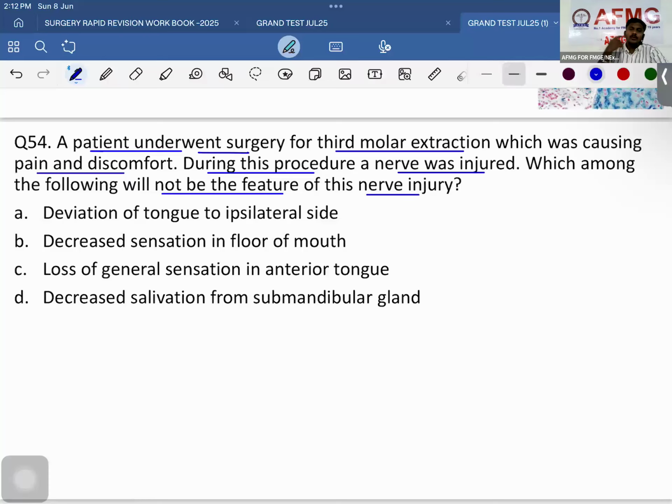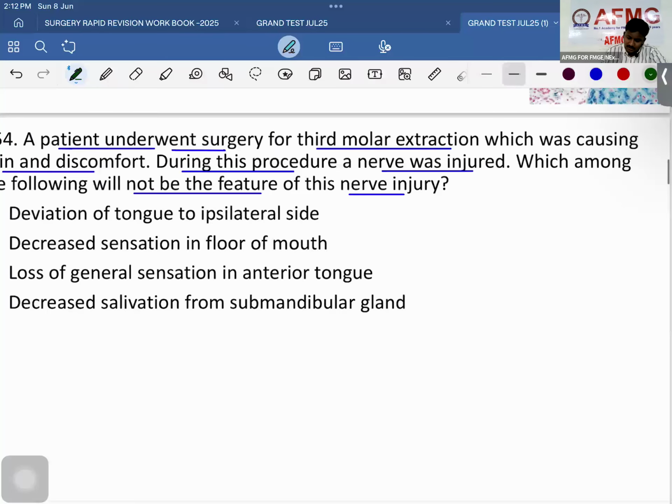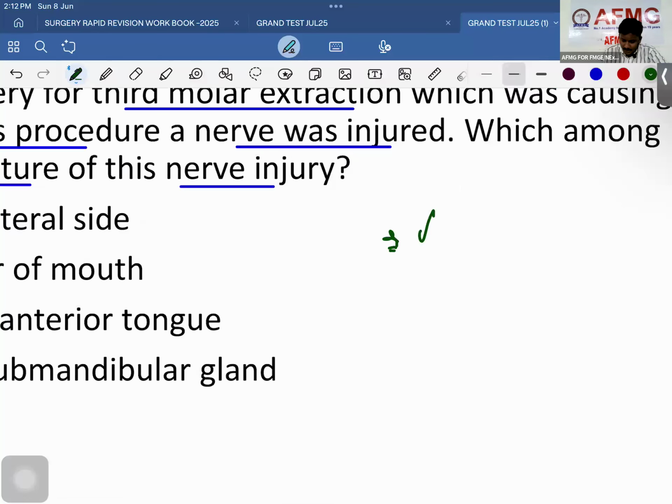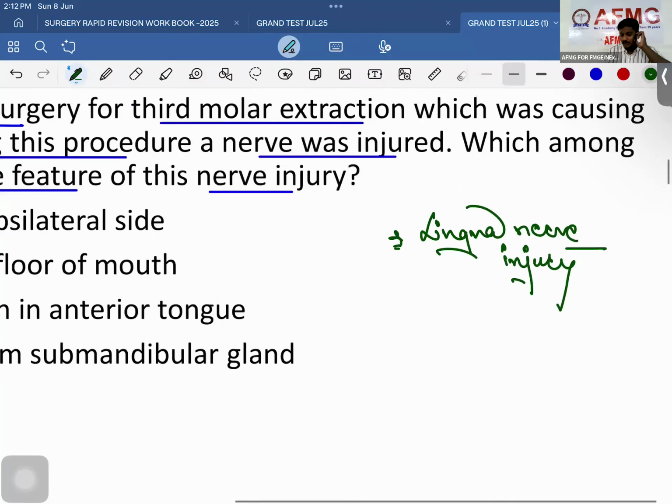Now, when you try to remove the third molar or the wisdom teeth beta, obviously in the floor of mouth, the nerve can get injured beta. And what is that nerve that is very closely related to it? It is mostly the lingual nerve beta. So the patient is going to have a risk of lingual nerve injury, which is a branch of mandibular nerve. Now, important is if the patient develops a lingual nerve injury, which among the following is not a feature that you have to pick up?